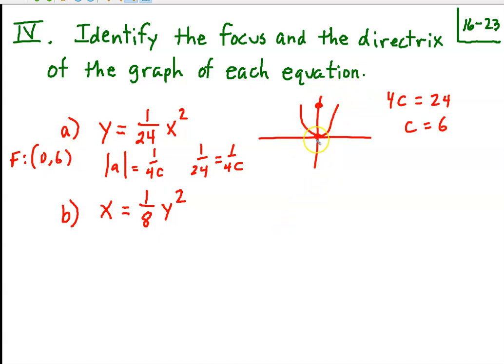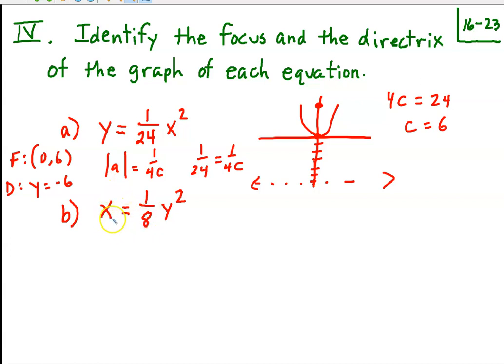The directrix, I will go to the vertex and go 6 in the opposite direction, and it's going to be a line. And the easy way to remember the directrix, just look at your original equation. If your parabola is y equals, then your directrix should also be y equals. And so the line for the directrix is the horizontal line y equals -6. Okay, let's try this one.